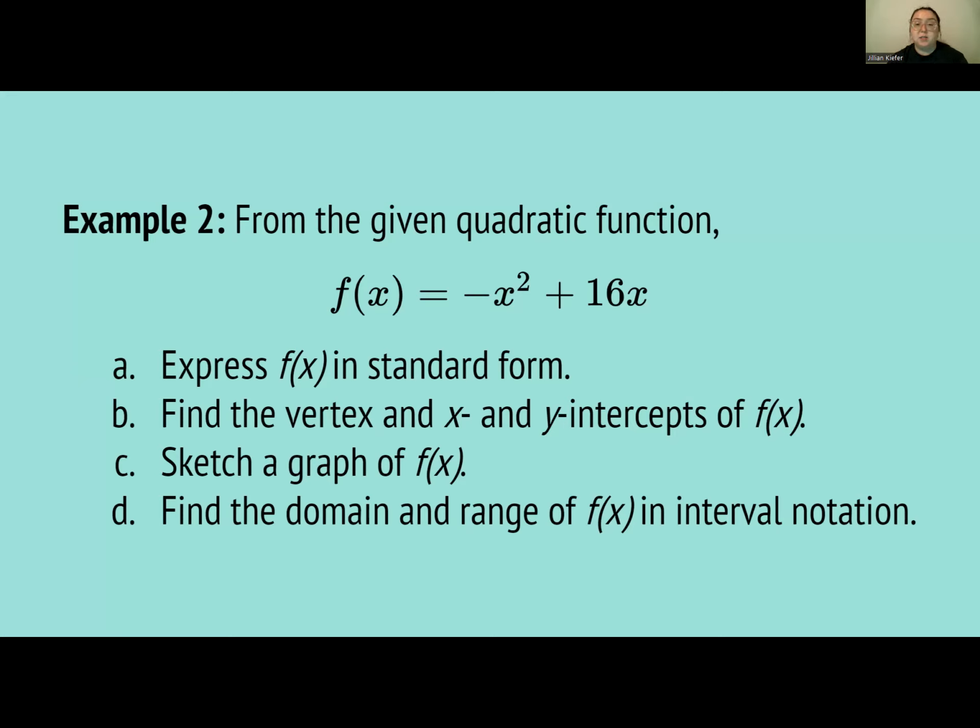So this is a pretty classic quadratic function problem here. You've had it on homework assignments, you've had it on the review. So we're going to go ahead and we're going to do all of these things.